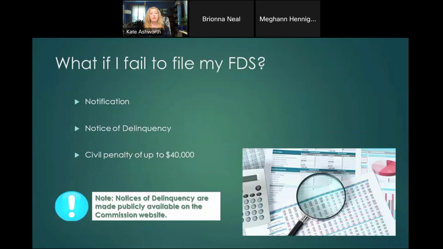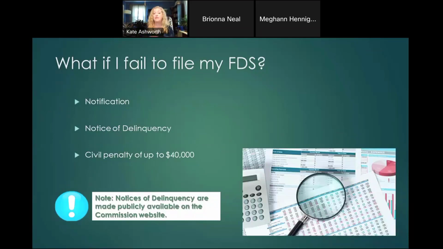For those people who drop the ball and forget to file their financial disclosure forms, a number of things happen. The first thing we do is we'll reach out to a filer and we'll say, hey, did you forget something? We'll send a friendly letter. They'll have 15 days. It's a 15-day letter. They'll have 15 days to correct their filing or get it in.